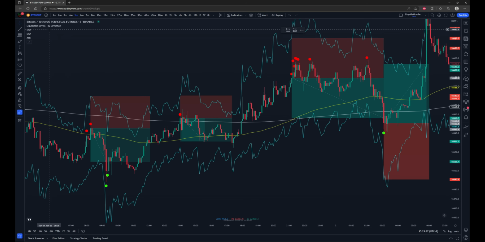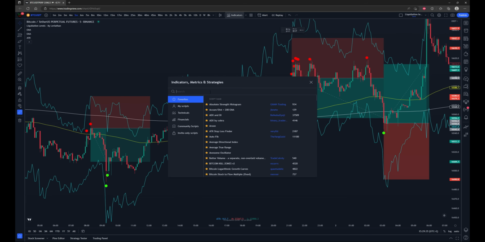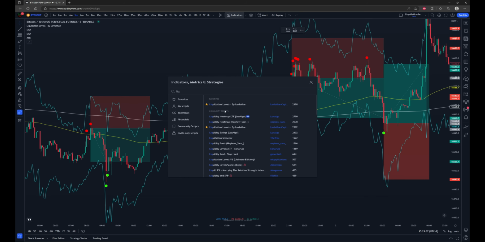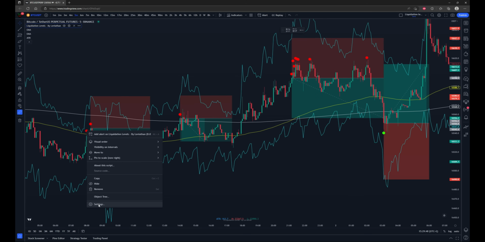Now, the liquidation levels by Leviathan, that's what's creating these red dots. I did have to change the settings, but first I'll show you the actual indicator in the public library here: liquidation levels by Leviathan Capital, highly liked on the TradingView public library. And I'll show you the change in settings.